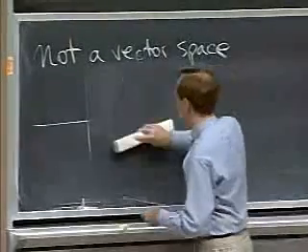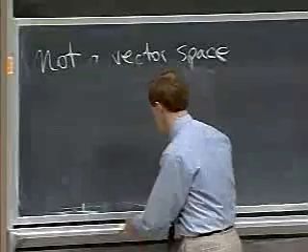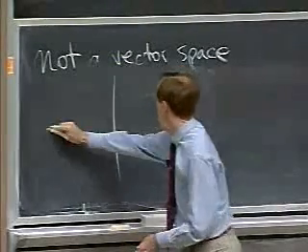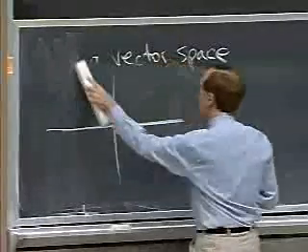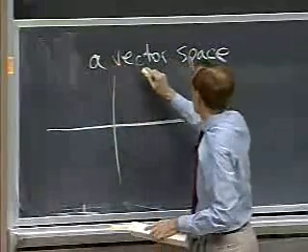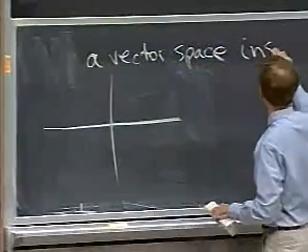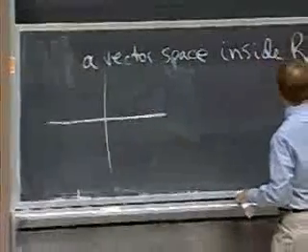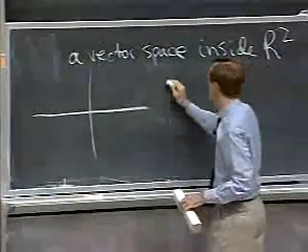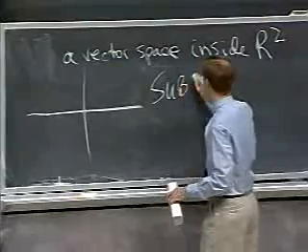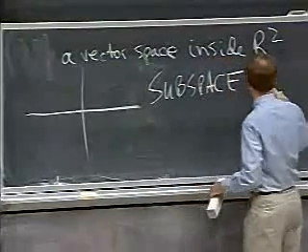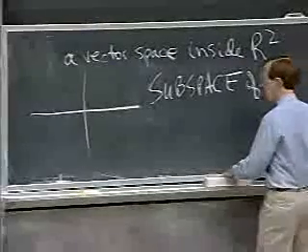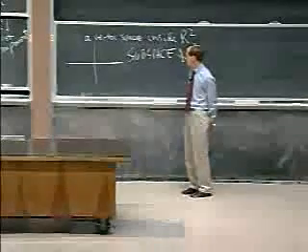Okay. So I'm going to start again with R2. But I'm going to take an example that is a vector space. So it'll be a vector space inside R2. And we'll call that a subspace of R2. Okay, what can I do?